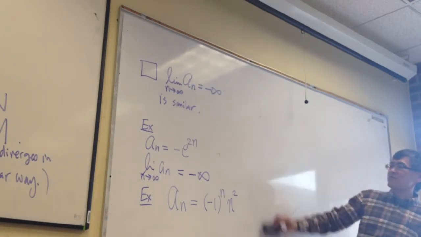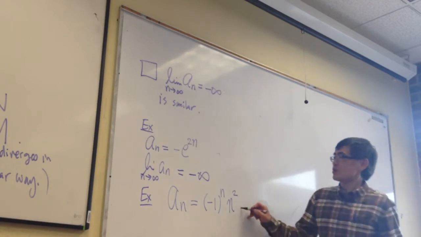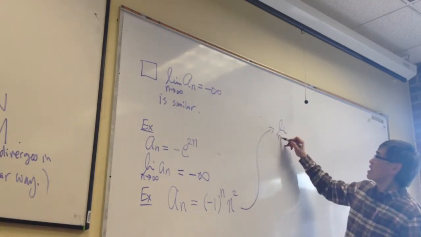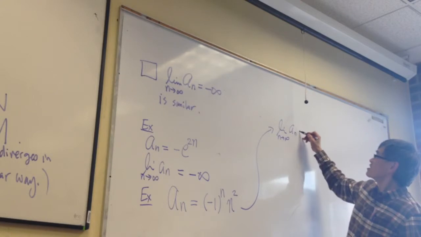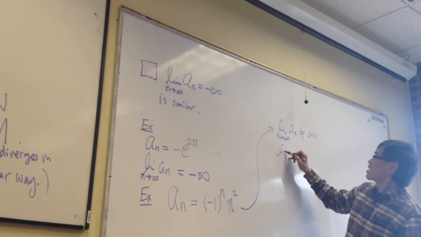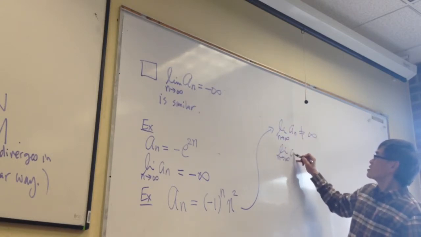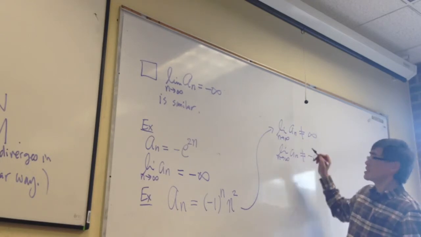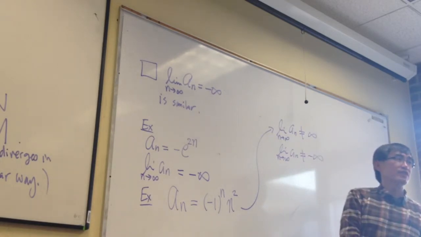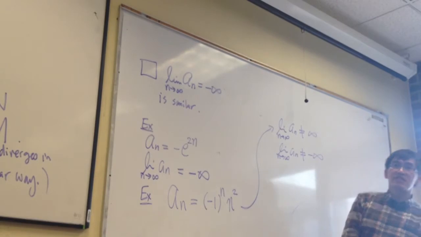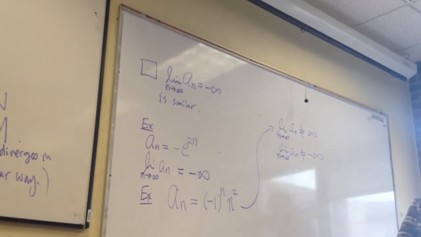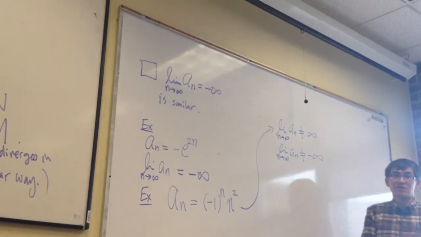So for this one, the limit as n approaches infinity of a_n is not equal to infinity. Likewise, you cannot say that it is equal to negative infinity. And in fact, you cannot say it converges either. So it's nothing.